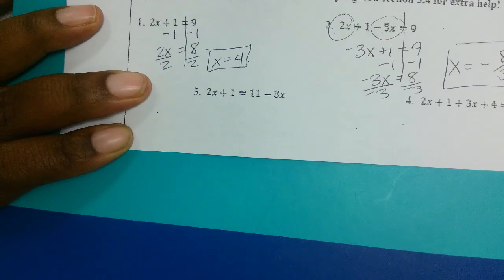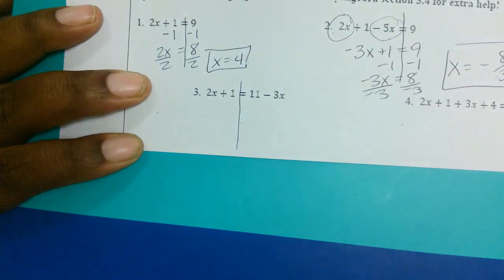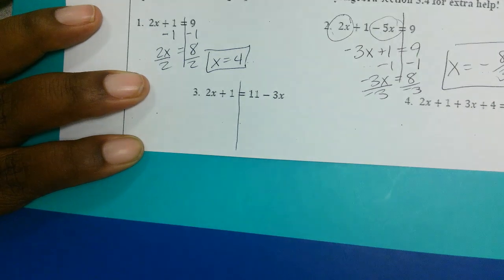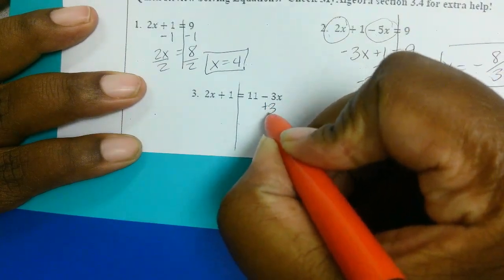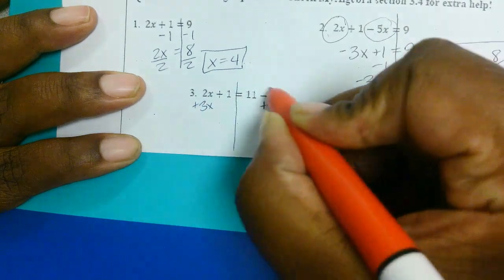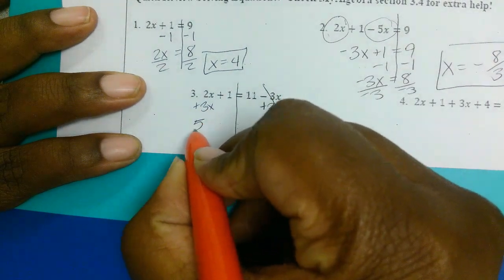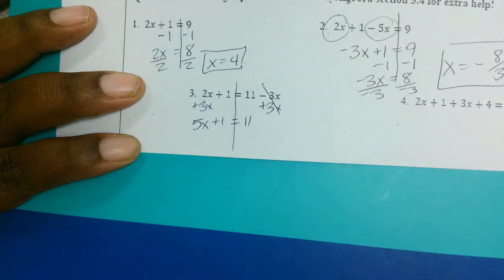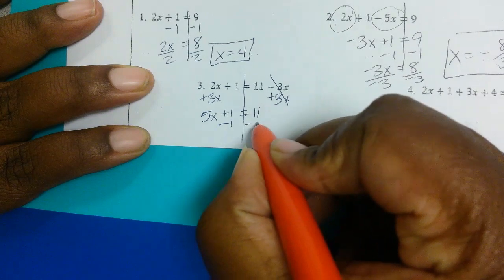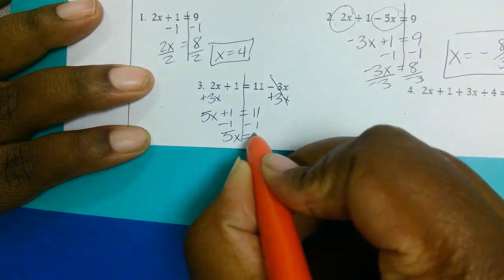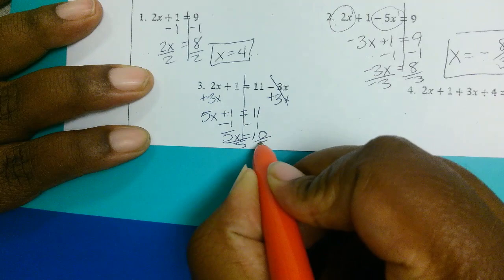My next one, again, I'm going to draw my balance line. There's nothing I need to combine. So there's no like terms to combine. So what I need to do on this one is I need to get my variable to one side first. So I have the variable on both sides. I like my variable to be positive, so I'm going to add this 3x to both sides. That's going to cancel it out over here. So 5x plus 1 equals 11. Now I got my two-step equation again. So I'm going to subtract 1 from both sides. 5x equals 10. Divide both sides by 5. X equals 2.